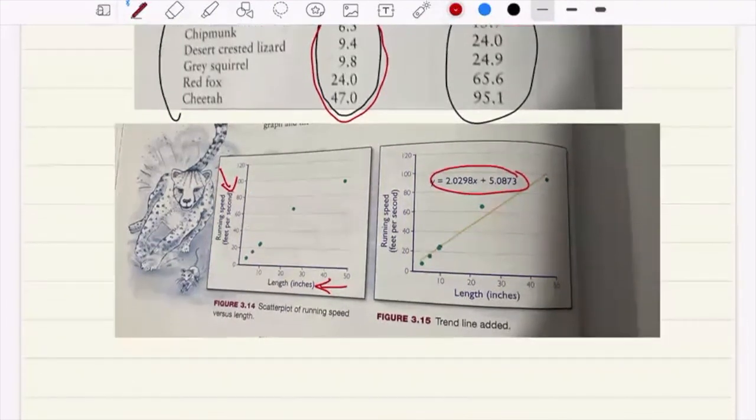So the equation of a trend line would be, look at it, y equals mx plus b, where m is my slope, the rate of change. So at 2.0298, that's my rate of change, and the initial value was 5.0873. See, it's not a nice number.